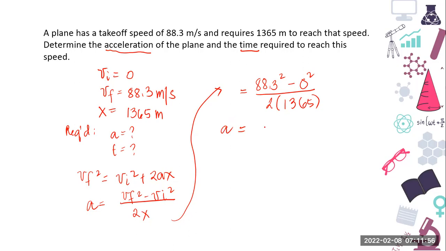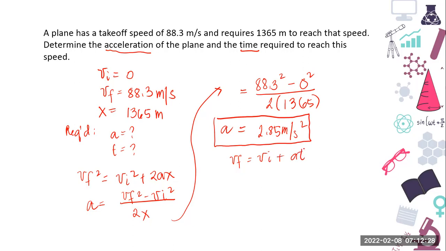We get an acceleration which is 2.85 meters per second squared. So this is the first value to obtain, acceleration. Now, the second is looking for time. So we have to get time, and of course, we'll always use the basic or the simplest equation possible. So we can use our final velocity equals initial velocity plus at formula. Why is that? This is 0.